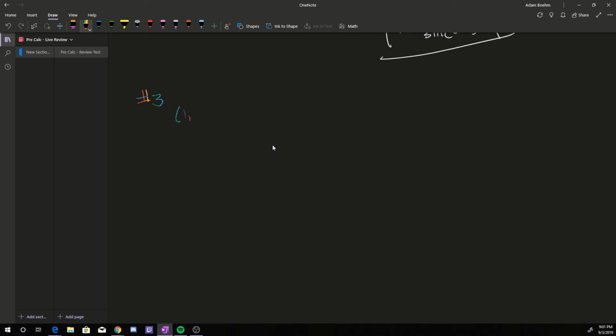So we're given a point, (1, 5), and a slope of 3. So that's our m. We all should know this equation, y equals mx plus b. So you just plug in what you have. So we have an x, we have a y, and we have an m.